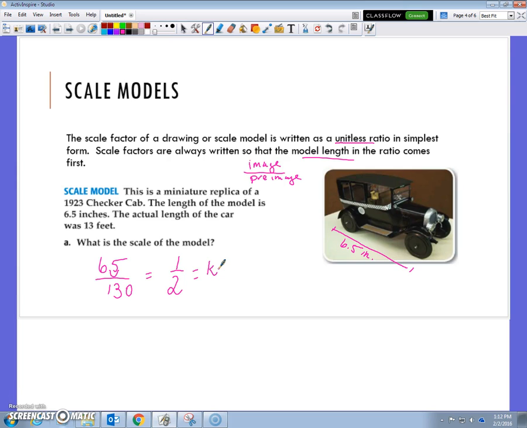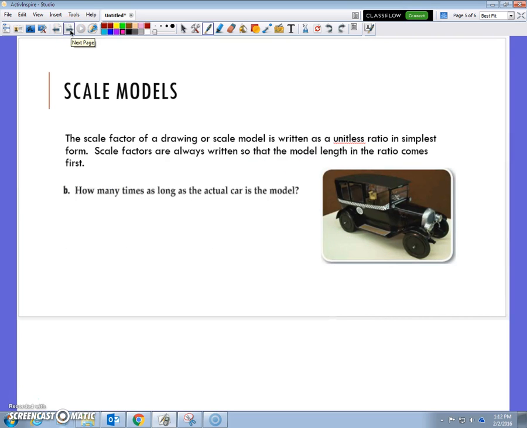And like I said, we use k as the variable to represent the scale factor. That would make sense because the model should be a reduction of the actual car. So in this case, for part A, it just says what's the scale. I'm going to say it's 1/2. All right. How many times as long as the actual car is the model?